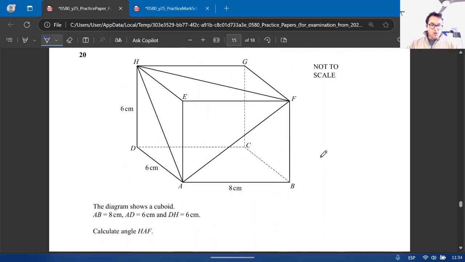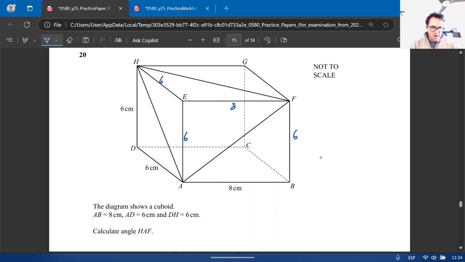Okay, the other shows a cuboid, and they show a 6, 6, and 8. Remember, if the height is 6, it's 6 all around. So we know that's all 6. And if this length is 6, we know that is 6. And this is 8, so we know that is 8. Just get this clear first of all.